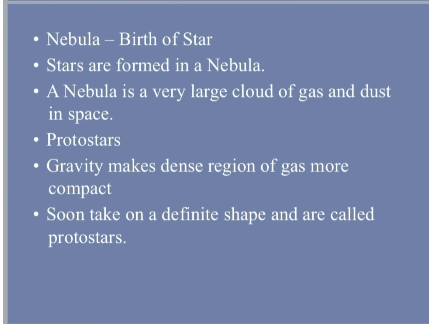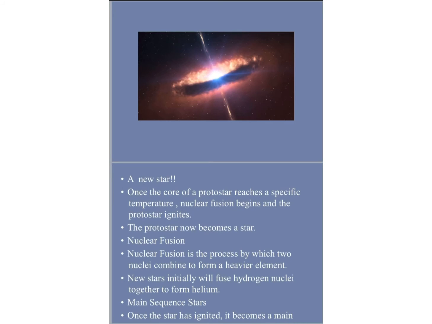Nebula, birth of a star. Stars are formed in nebula. A nebula is a very large cloud of gas and dust in space. Protostars. Gravity makes dense regions of gas more compact, they soon take a definite shape, and are called protostars. A new star. When the core of a protostar reaches a specific temperature, nuclear fusion begins and the protostar ignites. A protostar becomes a star.